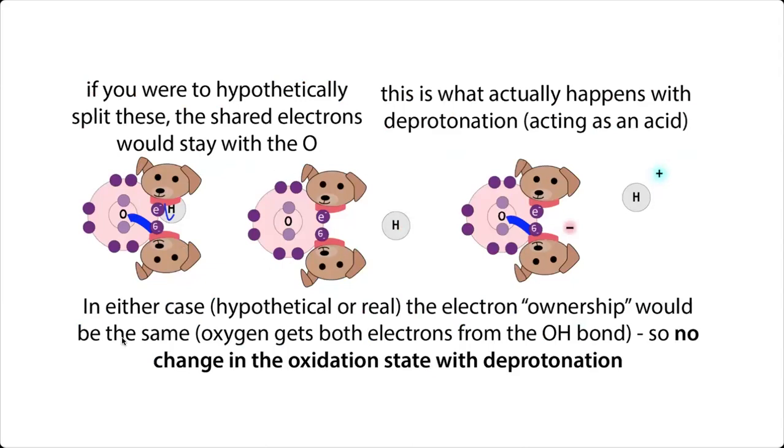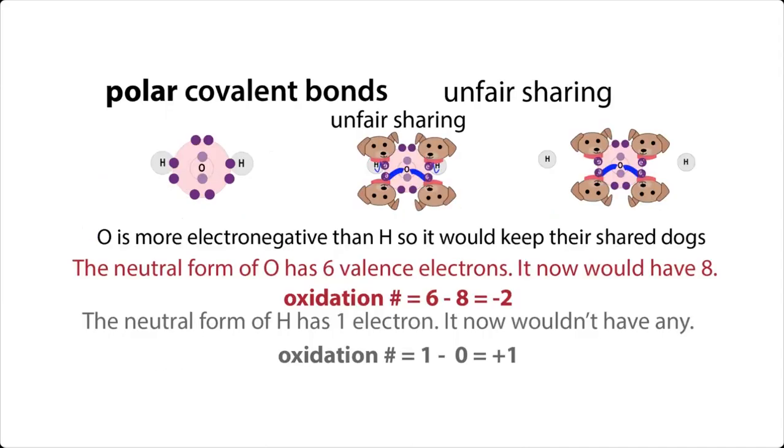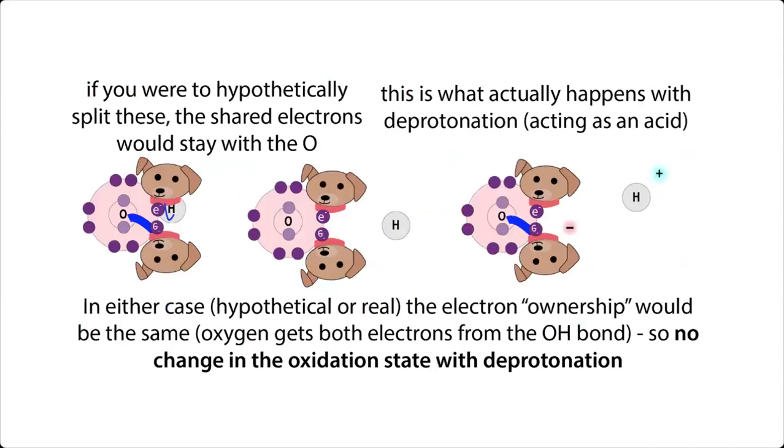In this water form we were just looking at, we said that the oxygen was going to have an oxidation number of minus 2. Now let's see what the oxidation number of that oxygen would be if we were to deprotonate it. We've got 6 electrons in that neutral form. Now we have 8 electrons. 6 minus 8 is minus 2. Nothing has changed. Similarly, the hydrogen, if we were to hypothetically split them, would have no electrons, whereas it had 1 in its neutral form. Now we've got 1 minus 0 is plus 1.